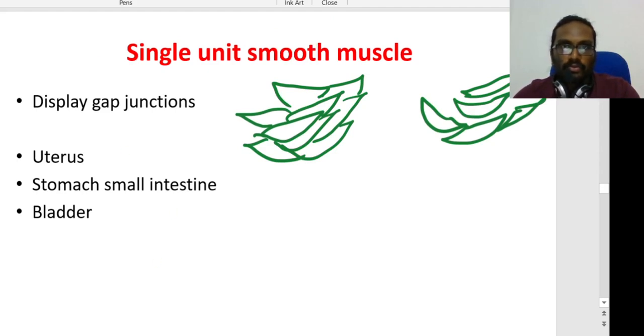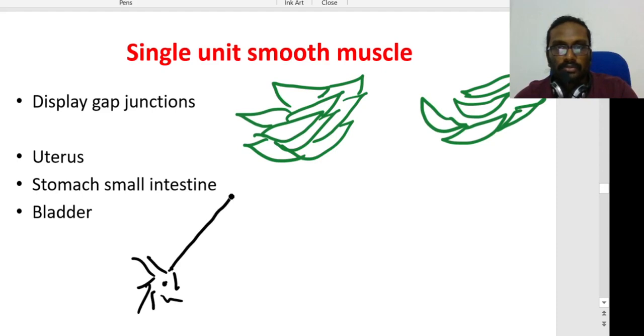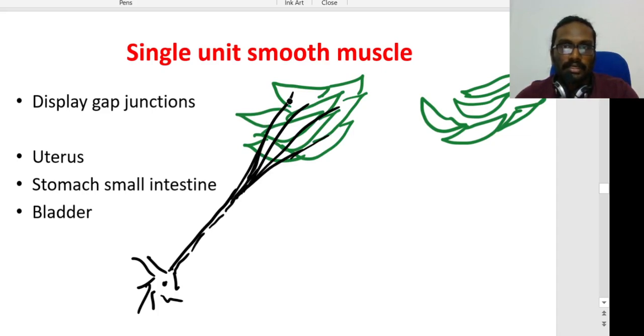I'm going to draw for you a neuron. I have drawn a neuron. This is the neuron. This is the cell body of the neuron. The axon is coming, and this is going to get into these smooth muscles. These axonal endings, these are axon endings, are going to run through the smooth muscles.